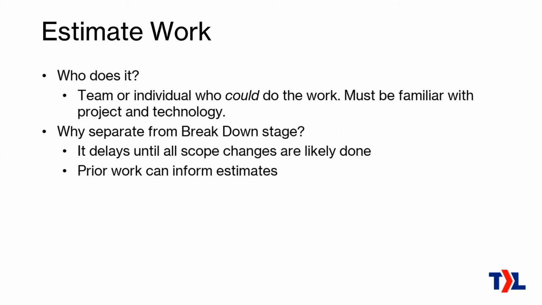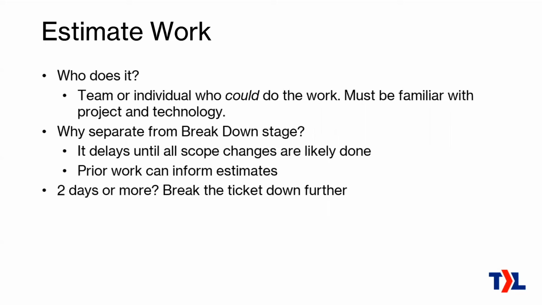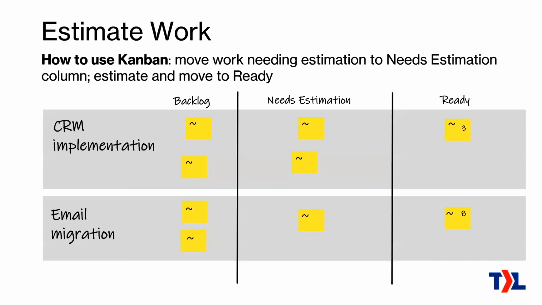Now, why is it actually separate from the breakdown stage? Because we could do it all at once, but what we like to do here is delay it until all the likely scope changes are done. Basically, if we do it as late as possible, we can learn from all of the things that went before. Maybe something turns out to be more complex than you thought, or less complex, and then you can use that to estimate the work initially, rather than having to go back and adjust the estimates that you already did, which is waste. So that's why we do it at the last possible moment. If you find out when you estimate that work that it's probably two days or more, then you have to break it down into two tickets or more.